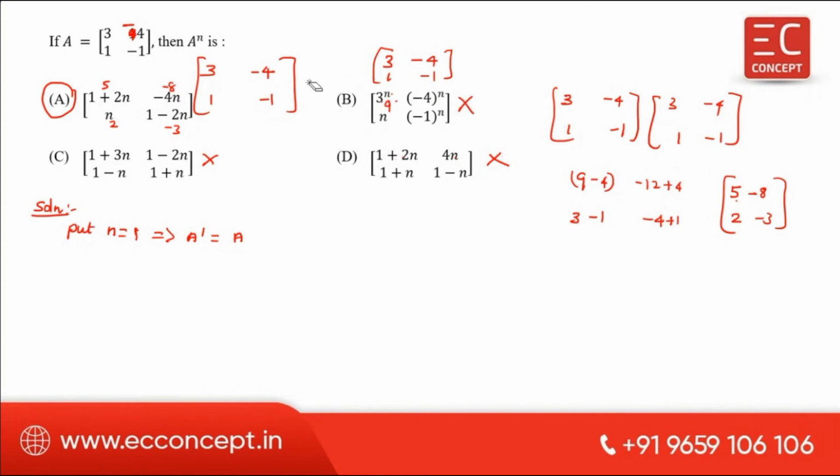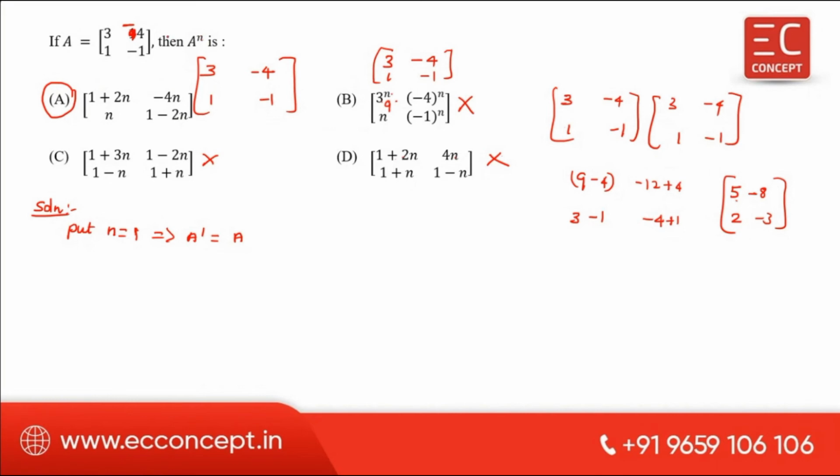Understood? So this is how you have to use your options. Put n equal to 1, and then 2, in the options so that you can conclude what the answer is. I hope you understood. So be careful with this. The option for this question is A, because other ways to solve A power n need some more techniques. So what you can do, they are asking A power n, just put n equal to 1, 2, 3.